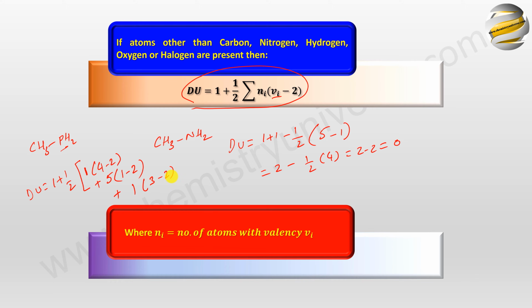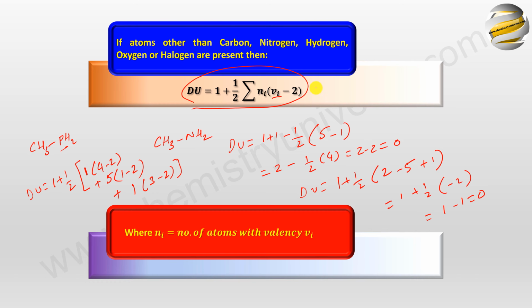And can you calculate this? So if we calculate this, what does it come out to be? Du equals 1 plus half of 4 minus 2, which is 2. The next one is minus 1 here, and that is minus 5. The next one is 1 here plus 1, and how much is this? This is 3. 3 minus 5 is minus 2, and this becomes 1 minus 1, which is equal to 0.